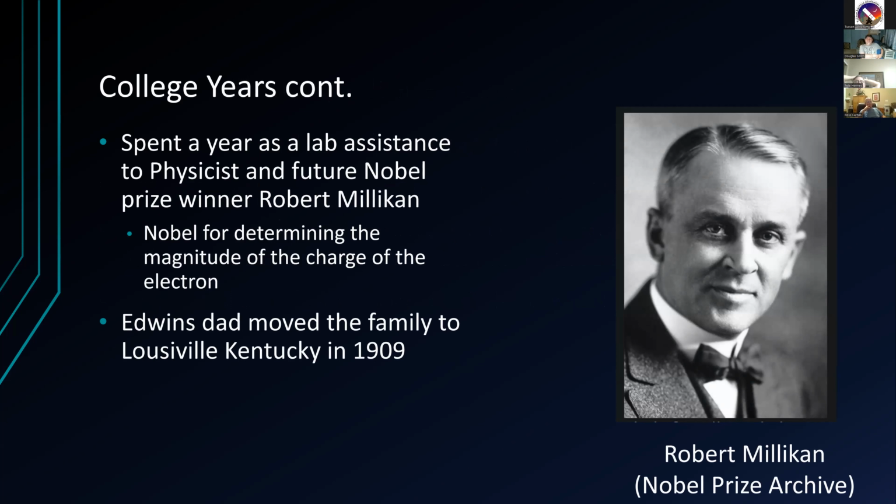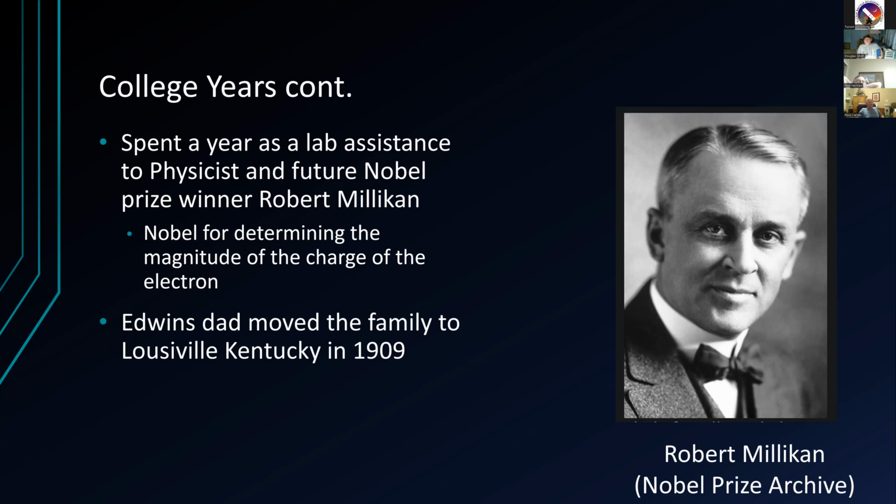And sometime during his college years, Hubble's father moved the family back to Louisville, Kentucky in around 1909. I wasn't able to find a clear reason for this move. It seemed like there was a conflicting report that Hubble's father wanted to give the family a little bit of quiet time and get away from the city. But there's not much I could find that was solid as to the reasoning for the move.